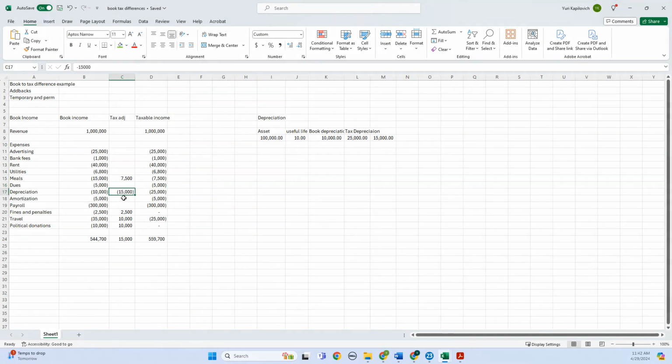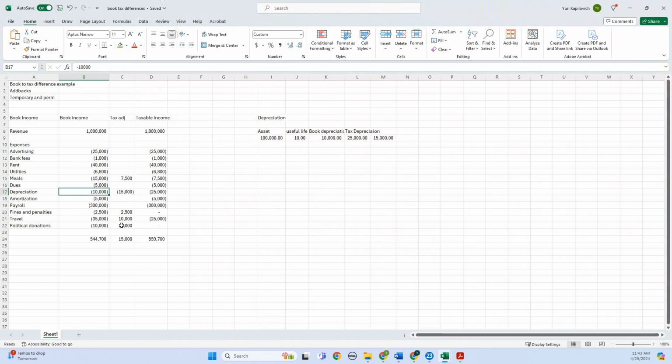Depreciation is another common one. And let me just pause here for a second. Meals, by the way, are permanent book to tax differences because they will never reverse. As you go into the future, it's not like you're going to get back this 50%. It is permanent. It is permanently disallowed to you that year and will not reverse. So sorry about that. Let's move on.